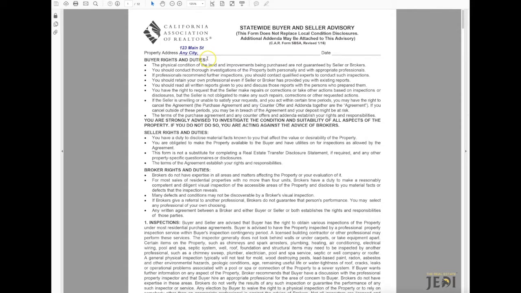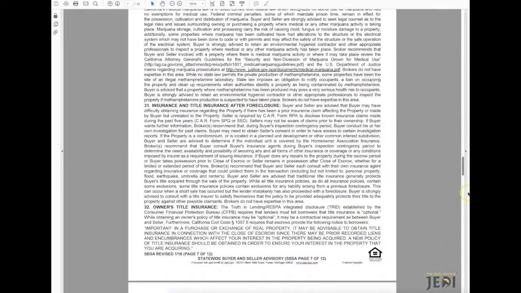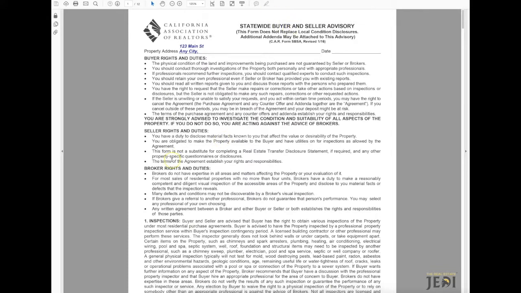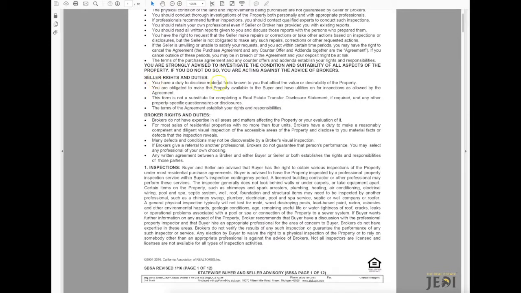And then the statewide buyer and seller advisory. Now, this is a 12-page document, and it covers a lot of general disclosures about buying and selling a property. So it's a disclosure to the buyer and the sellers, mostly the buyers, of course. But it says the buyer's rights and duties, and your rights and duties as a seller. You have to disclose material facts known to you.